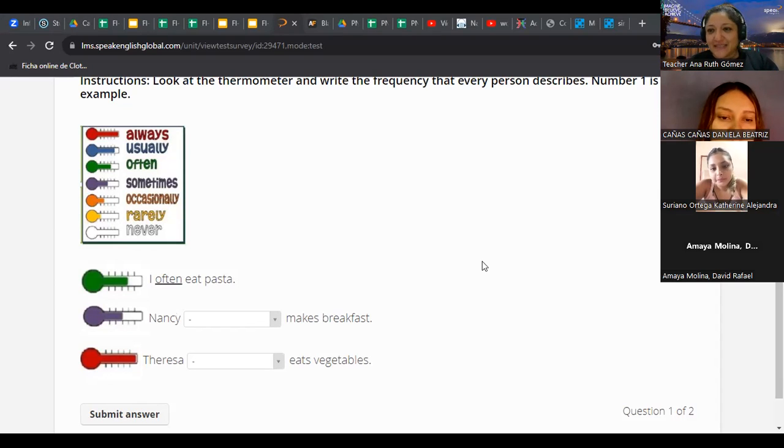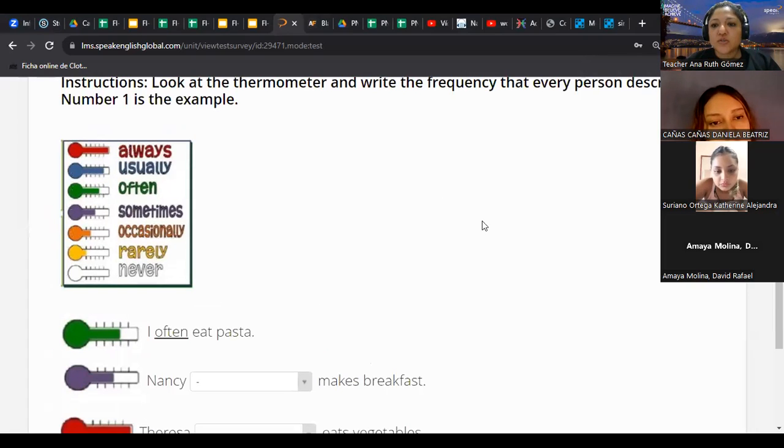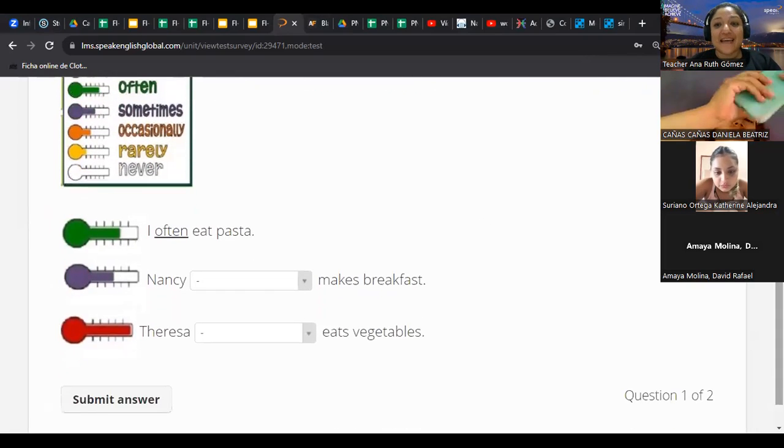Now, we have some sentences here. I'm going to make this bigger. Okay? Memorize the colors, okay? Because we're going to work with some sentences right now. So, Daniela, can you please help me with the first example, the green one? Read the example, please. I often eat pasta. Excellent, Daniela.